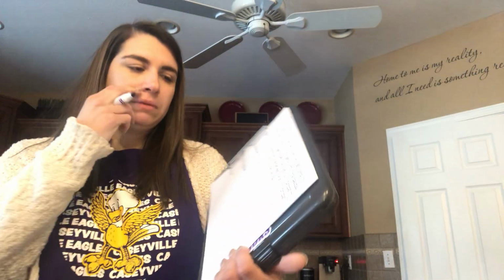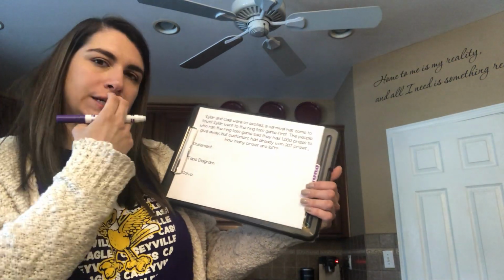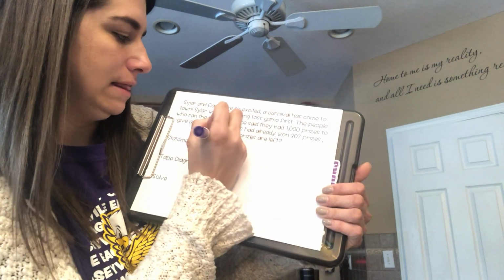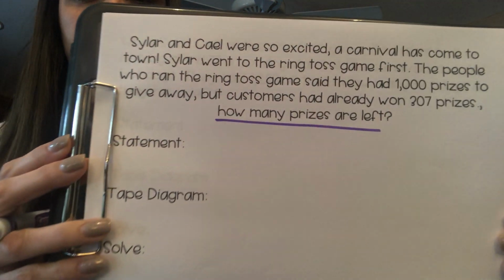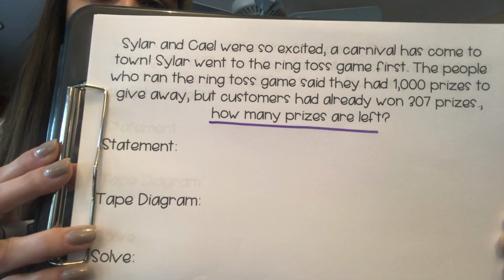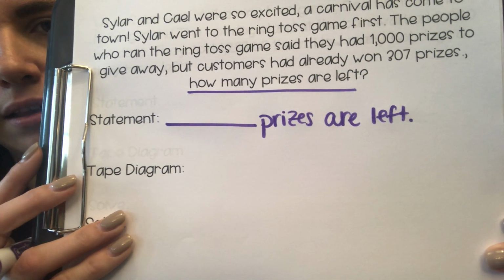All right, so the first thing I'm gonna do is find the question, and I know the question is how many prizes are left. So I'm gonna underline that, and that's going to be my statement. I'm gonna say blank prizes are left. Now I'm gonna draw a tape diagram.